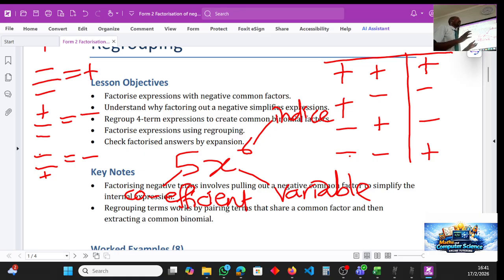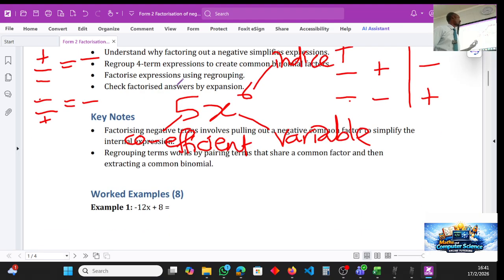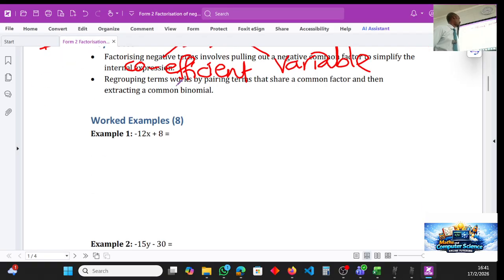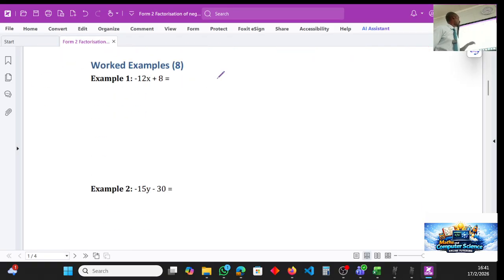So if terms carry the same variable and index, we say they are alike and we are able to manipulate them. When I say manipulate, I mean we can perform operations like addition and subtraction. So let's see how that works through these worked examples.